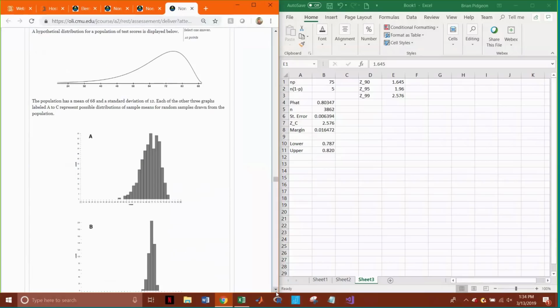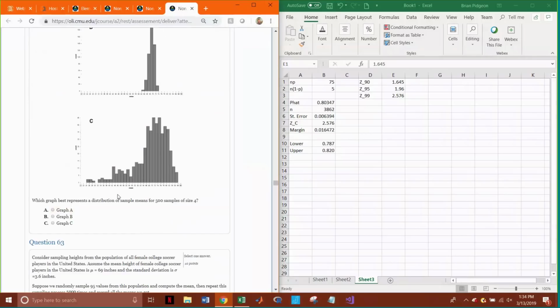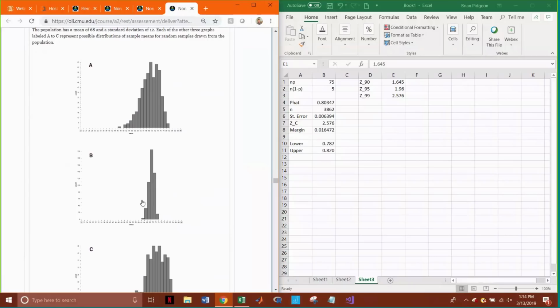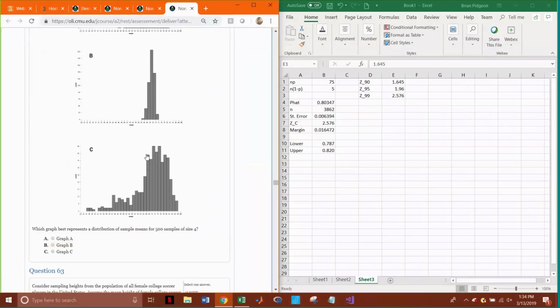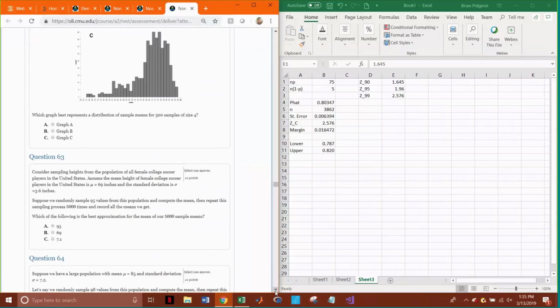Same thing here. We have 3 groups, and we want to know which graph best represents a distribution of sample means for 500 samples of size 4. So the sample size is still small, so it's not going to be this clustered around the mean. It's also not going to be as variable as the population. A sampling distribution has a smaller variability, and it's going to be a little bit more normal too, so that means it's answer choice A.